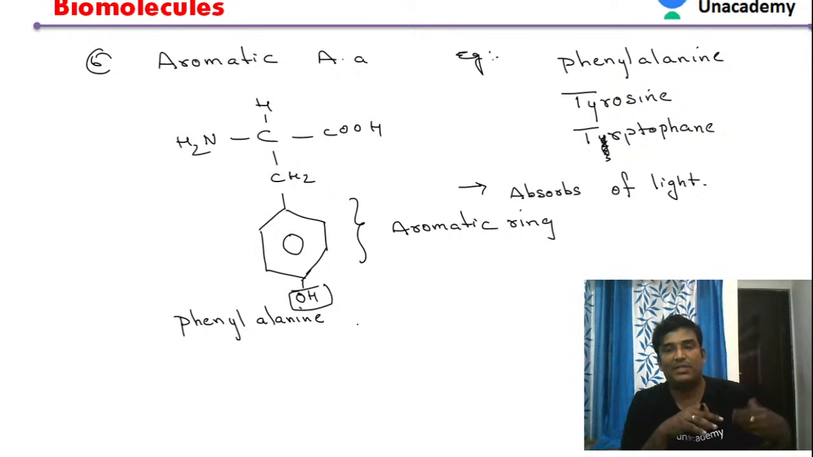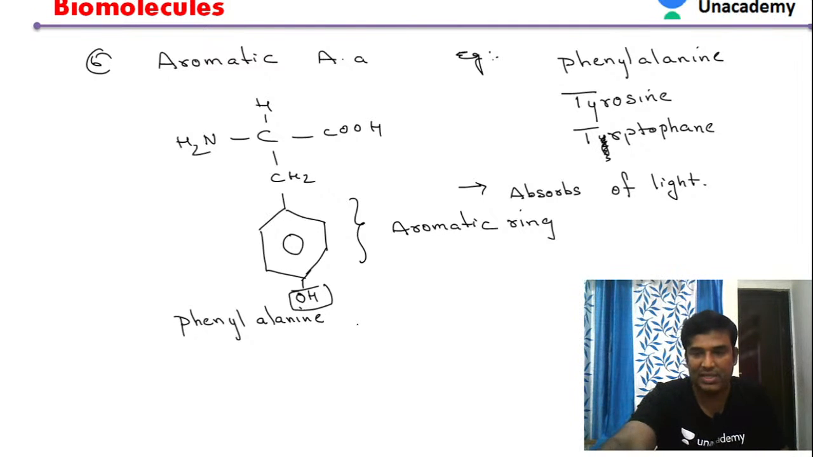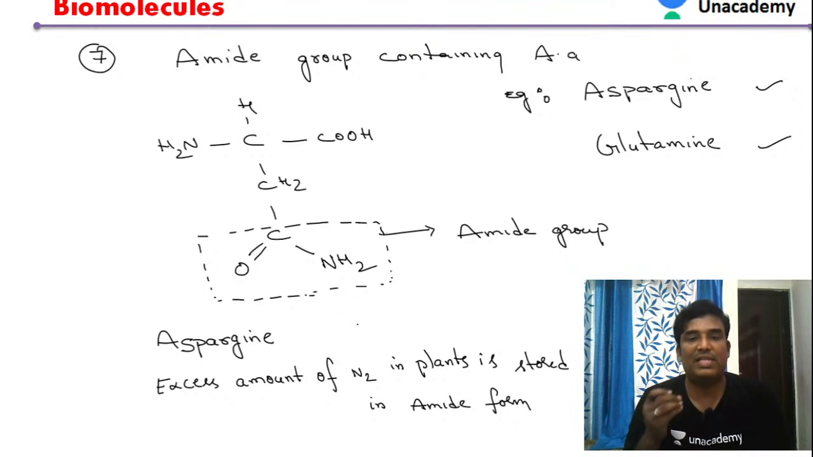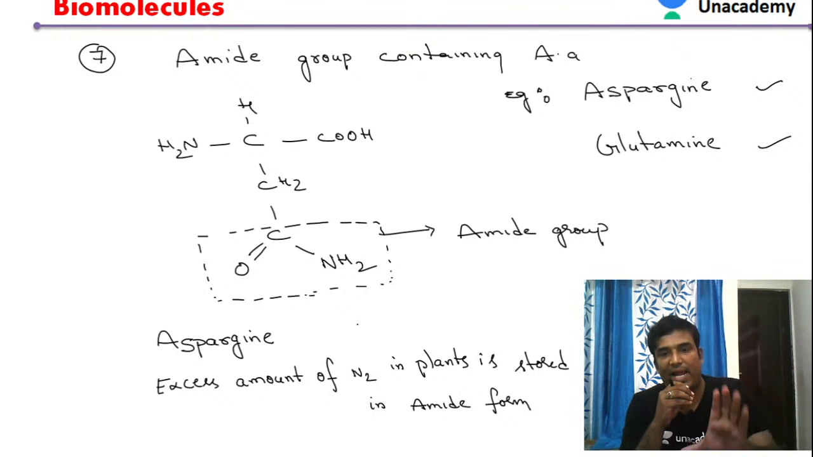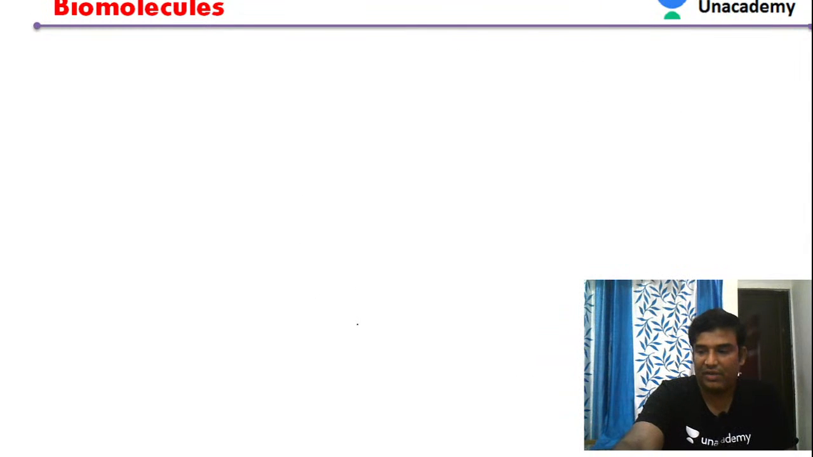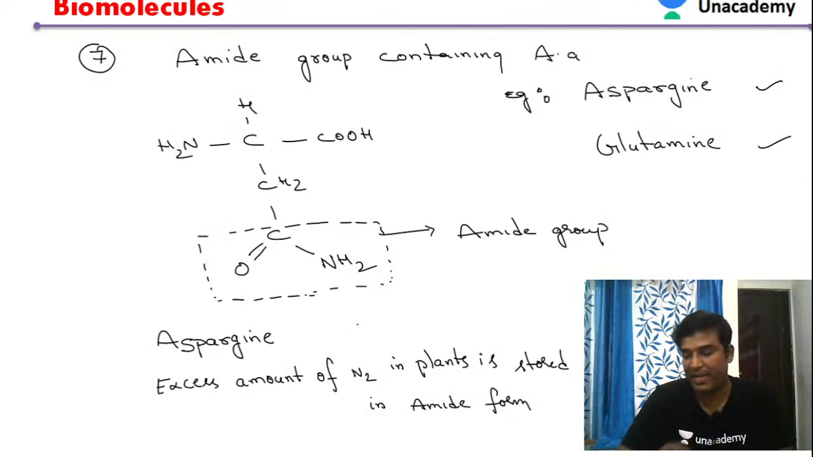Similarly, aromatic amino acids, phenylalanine, tyrosine and tryptophan. Why are they called aromatic amino acids? Due to the presence of the aromatic ring in their side chain. Then amide group containing amino acids. They have an amide group in their structure. That is the reason they are called amide group containing amino acids. Best examples are asparagine and glutamine. The importance of this amide group is that excess amount of nitrogen in plants is stored in this amide form. So that is the end of today's session on amino acids, students.